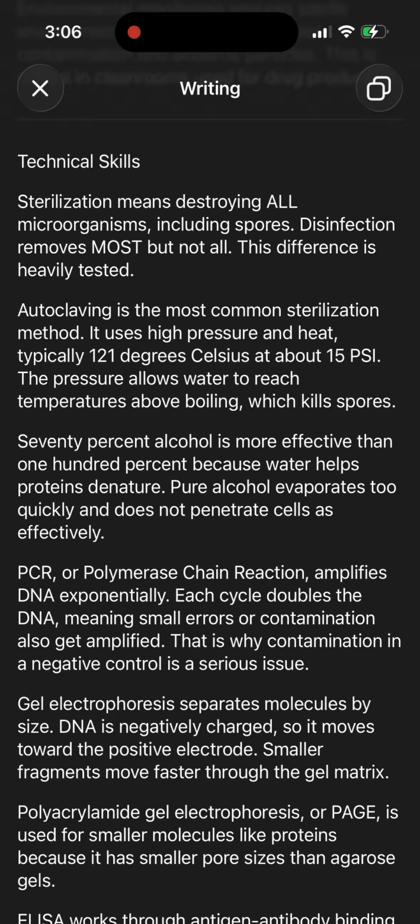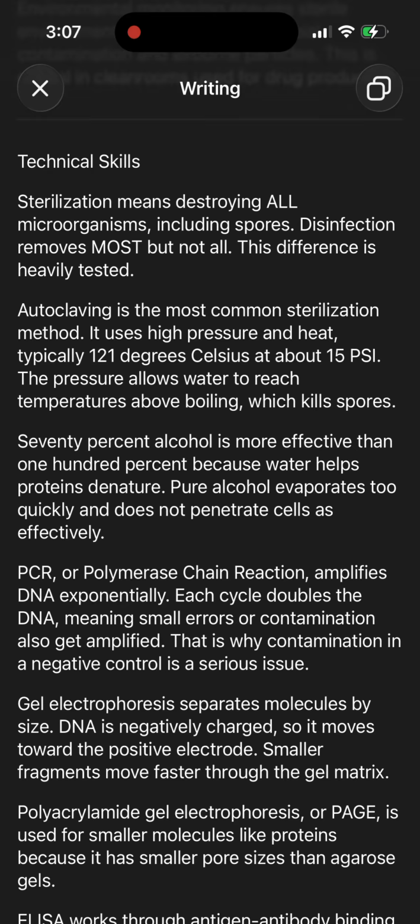Biosafety levels range from BSL-1 to BSL-4. BSL-1 involves harmless organisms. BSL-2 includes moderate risk pathogens. BSL-3 involves serious airborne pathogens and requires inward airflow. BSL-4 involves highly dangerous pathogens and requires full-body suits in isolated facilities. A common test trap is airflow direction. In higher-level labs, air flows into the lab, not out, to contain pathogens.